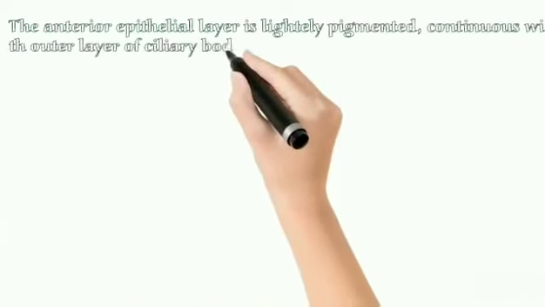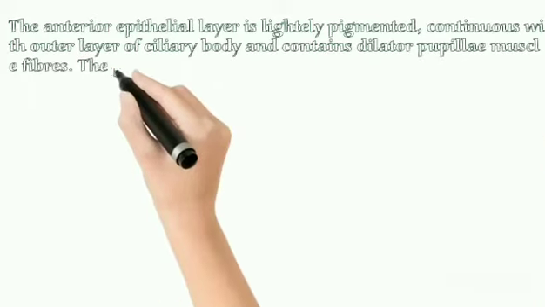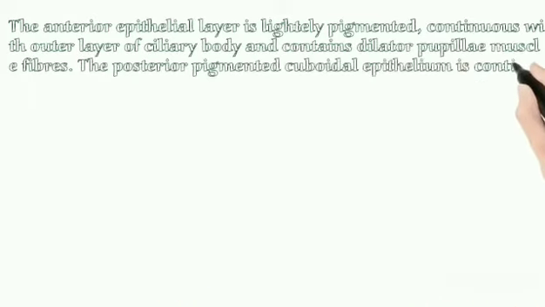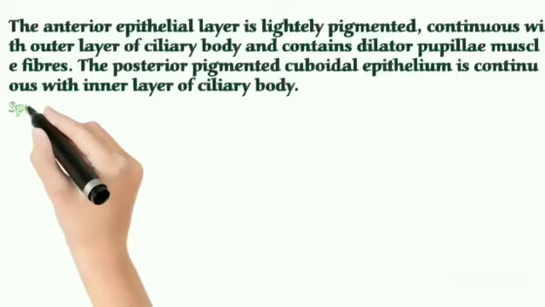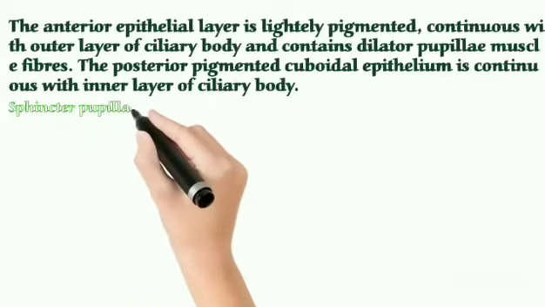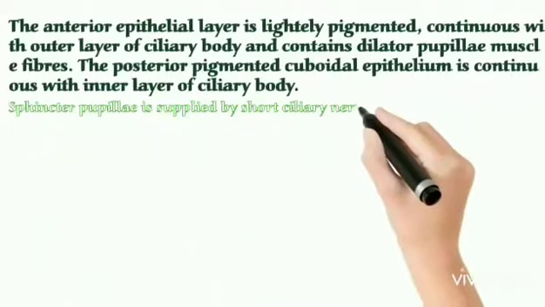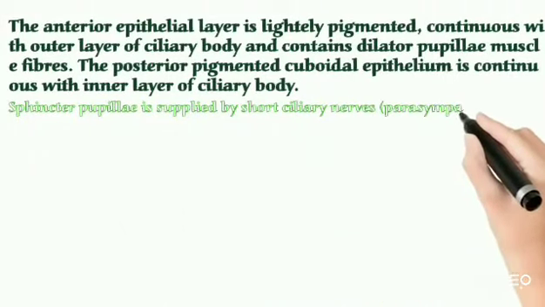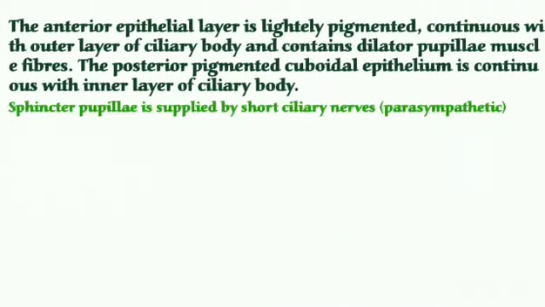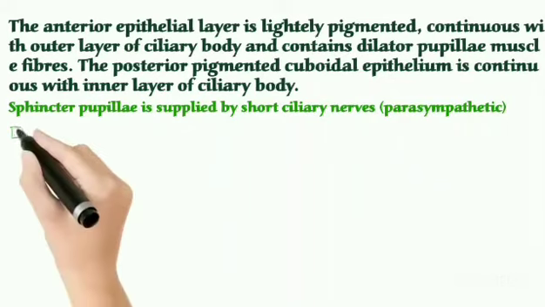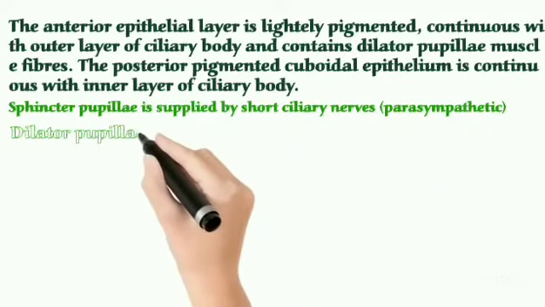The anterior epithelial layer, which is lightly pigmented and continuous with the outer layer of the ciliary body, contains the dilator pupillae muscle fibers. The posterior pigmented cuboidal epithelium is continuous with the inner layer of the ciliary body. The sphincter pupillae muscle is supplied by the short ciliary nerve via the parasympathetic route, and the dilator pupillae muscle is supplied by the 2 long ciliary nerves via the sympathetic path.